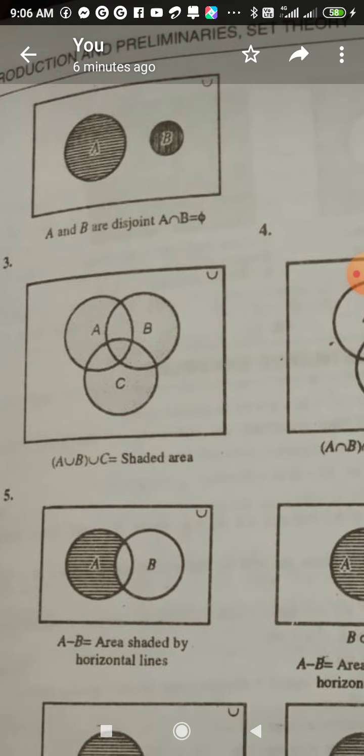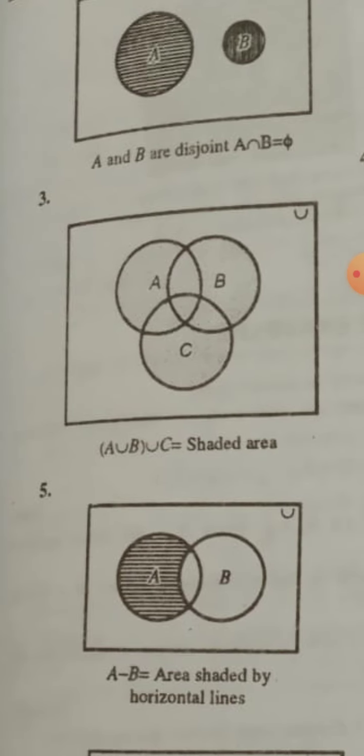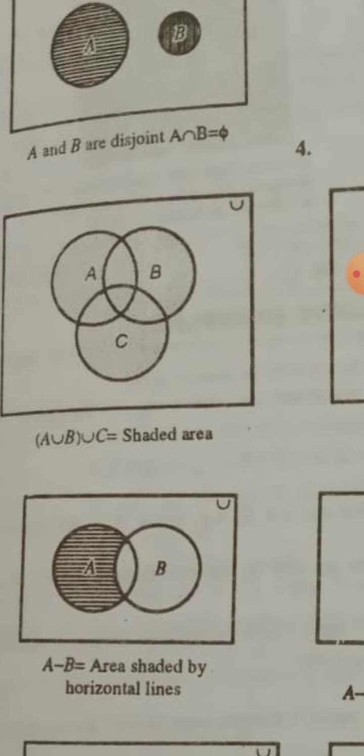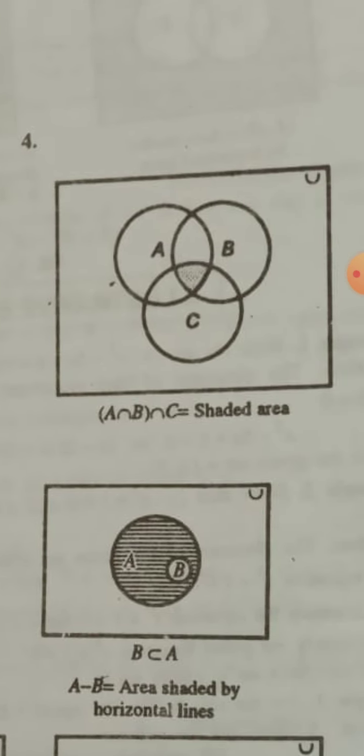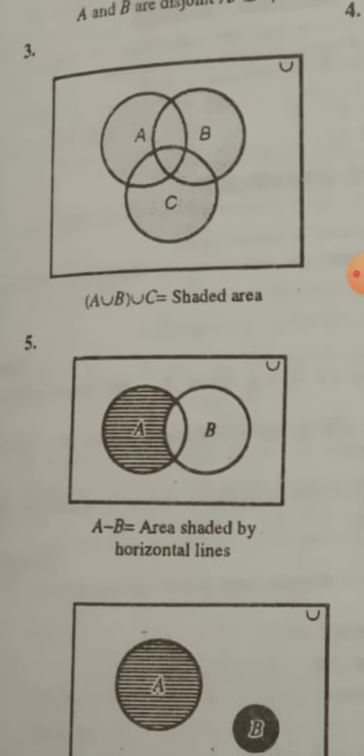Next is A union B union C. The shaded area is shown by A union B and union C. Similarly, A intersection B intersection C, again shaded area, a very small strip which is enclosed by three circles. This is the shaded region and this is the intersection of three sets.